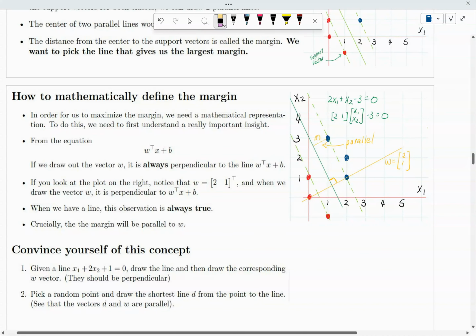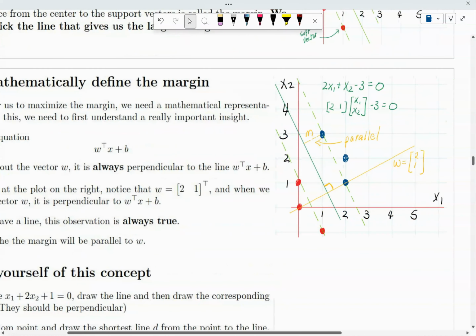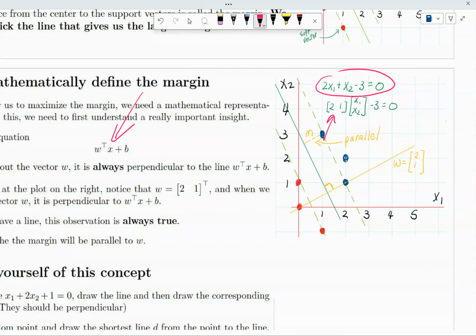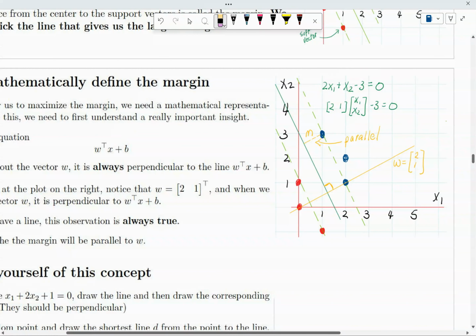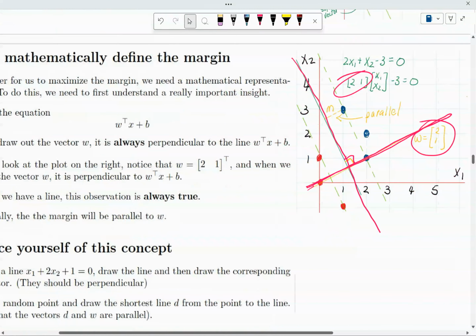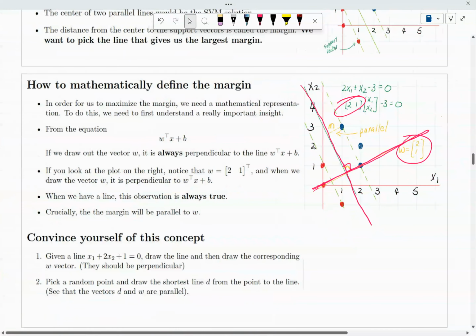So over here, notice this is the equation of a line. This implies that W is [2, 1] times X, so this is W transpose X. Now if we draw out this vector W, [2, 1], it will look like this. You see? And notice how W is perfectly perpendicular.